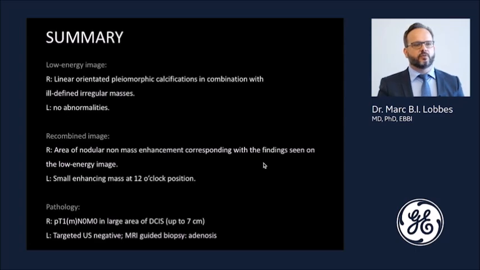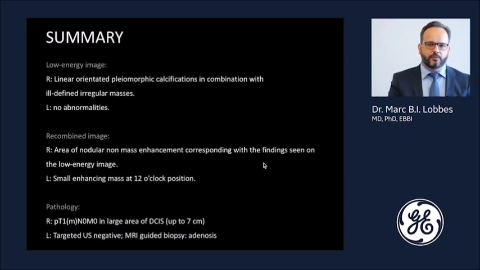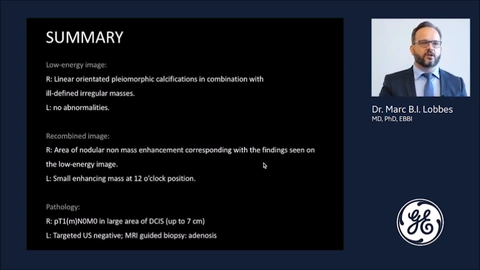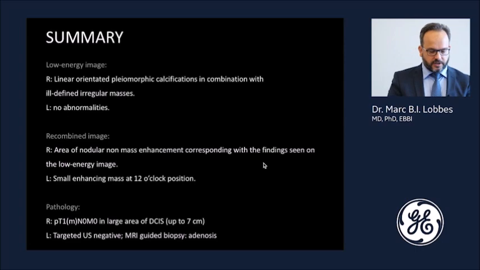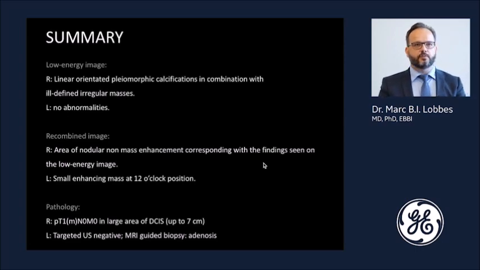Now, as we already suggested, we had a multifocal small invasive breast cancer in the right breast, but it was located in a large area of DCIS up to 7 centimeters. That's what you got the impression of on the contrast-enhanced mammography. On the left side, again, we didn't find anything on the targeted ultrasound. We went to MR-guided biopsy, and this was just a focal spot of adenosis as an explanation for the slight enhancement observed over there.